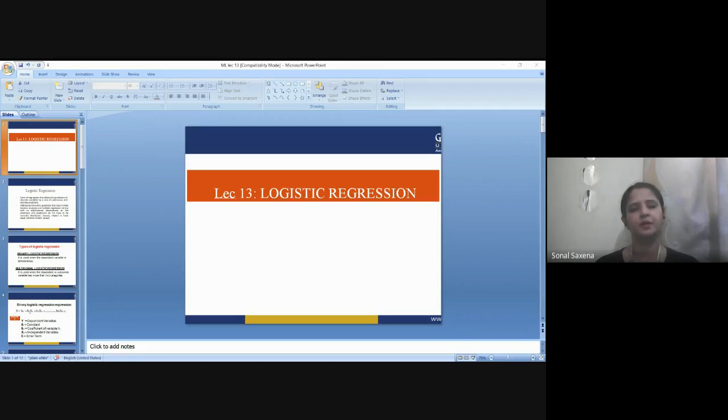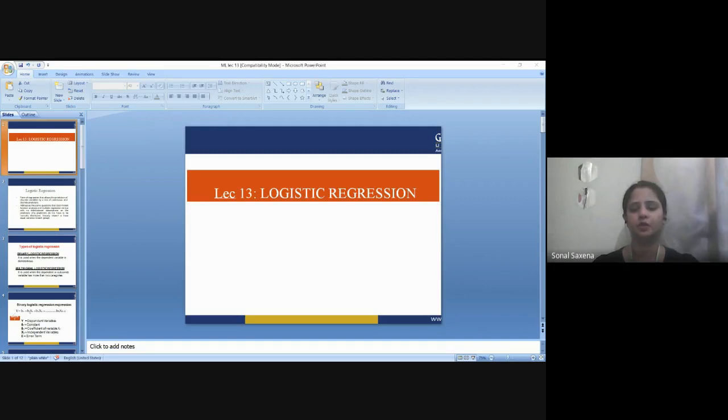I am back with lecture number 13 of machine learning today. And in today's lecture, we are going to see what is logistic regression. We have already seen what exactly the regression part is, but today this is one of the types of regression that we are going to cover, right?